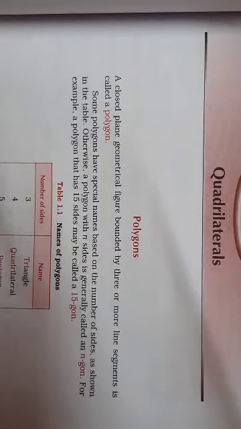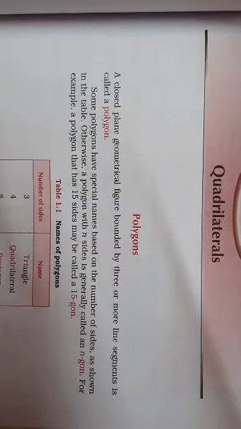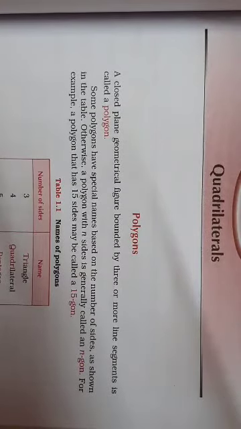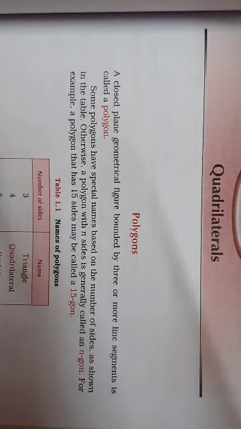Remember, a polygon is a plane figure which is bounded by 3 or more line segments. What does that mean? It means that it should be a closed figure. That means the sides should be interconnected. Each side should be connected to the other side. Then it is a bounded figure. That means a closed figure, and there has to be 3 or more sides. So that particular plane figure will be called a polygon.